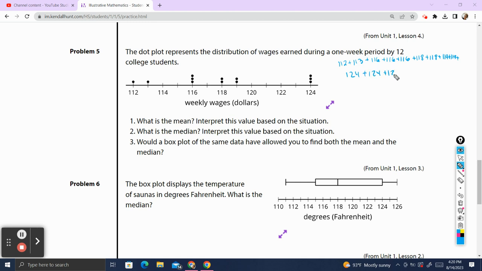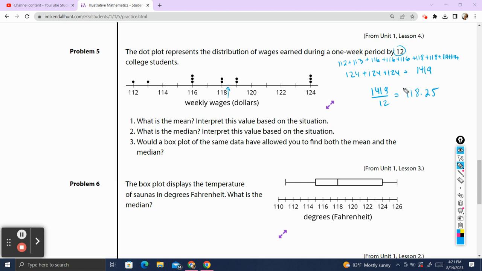So we pull out our handy dandy calculators. We take a second and we're going to calculate the sum of all of those values. I calculated the sum of those values to be 1419. Now I already know that there are 12 students, so I say 1419 divided by 12 gets me a mean of 118.25.